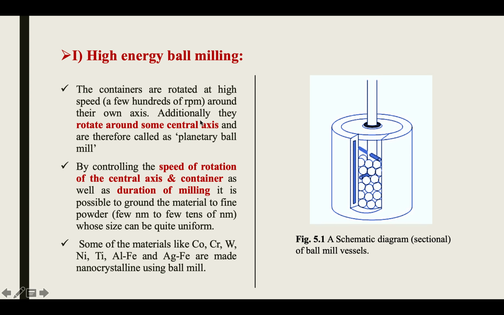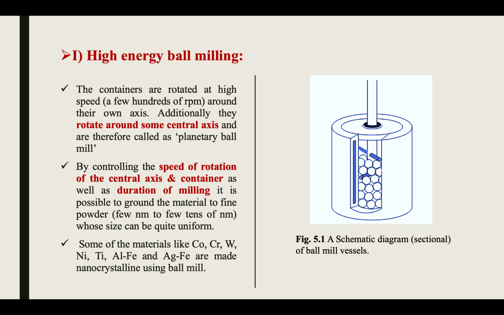Additionally, they rotate around some central axis, and therefore we call it a planetary ball mill. That's why the name is planetary, because it rotates in a planetary way. By controlling the speed of rotation of the central axis and the container, as well as the duration of the milling, it is possible to grind the material to fine powder. That's how we have to make the fine material.